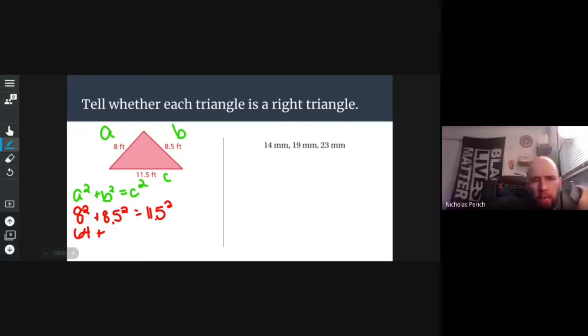So C has to be 11.5. Doesn't matter which one's A or B as long as the longest side is C. 8 squared plus 8.5 squared equals 11.5 squared. 8.5 squared. 8.5 raised to the second power is 72.25.